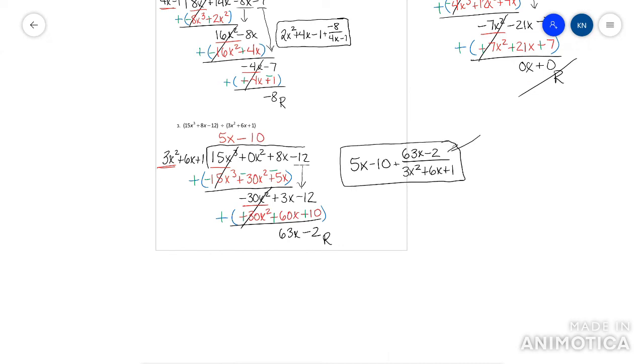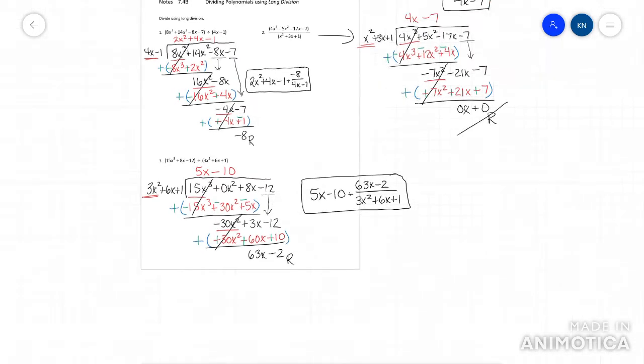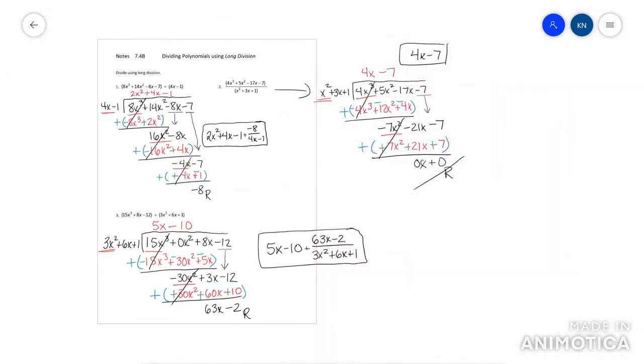It's okay to get a weird remainder. That's not a big deal. You care more about running the process correctly, and especially the parts where you subtract and distribute that minus sign. That's where you're going to mess it up. So that is long division on the more difficult problems. Hope this video helped.